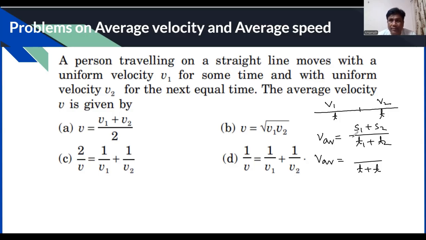But S is not given. We are given only the V. So that S1 can be written as V1 into T, and S2 can be written as V2 into T, because distance equals speed into time.